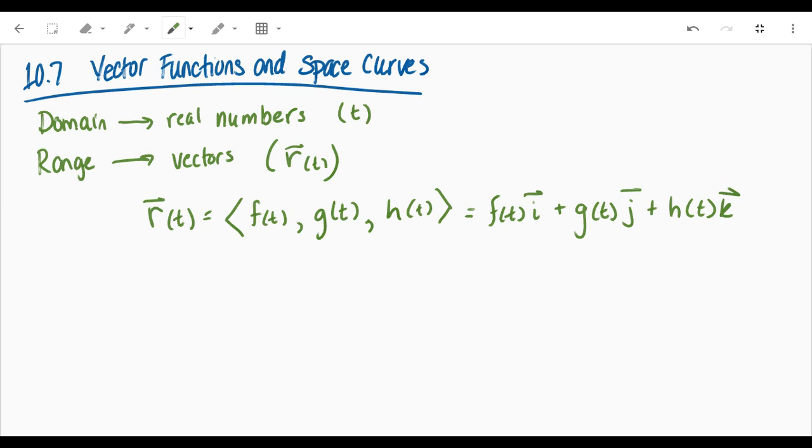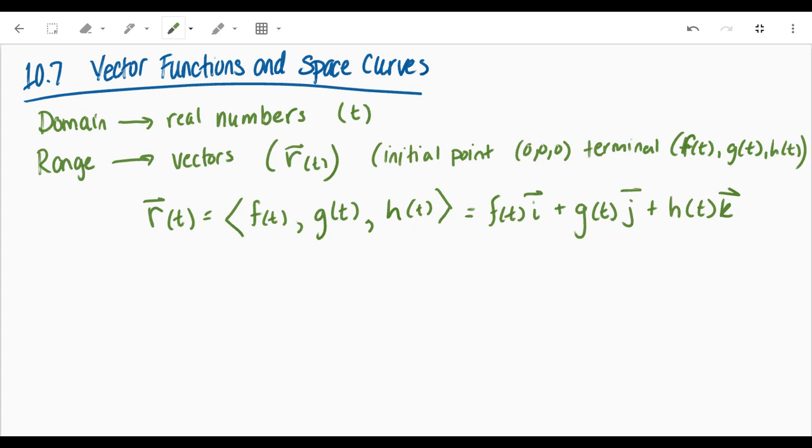And remember that vector goes from the origin to a point on the curve. Okay, so the vector with an initial point 0, 0, 0 and a terminal point f of t, g of t, h of t. So the vector connecting those 2 points.